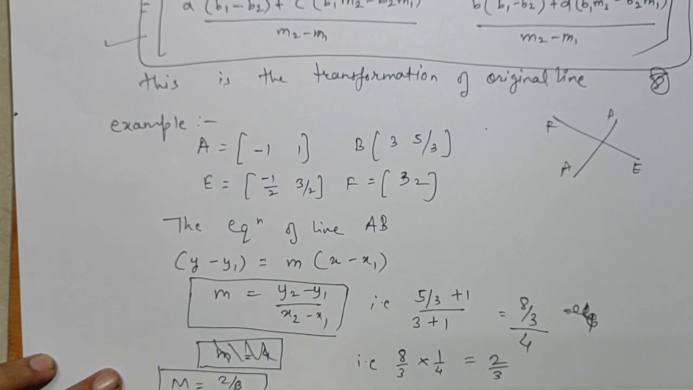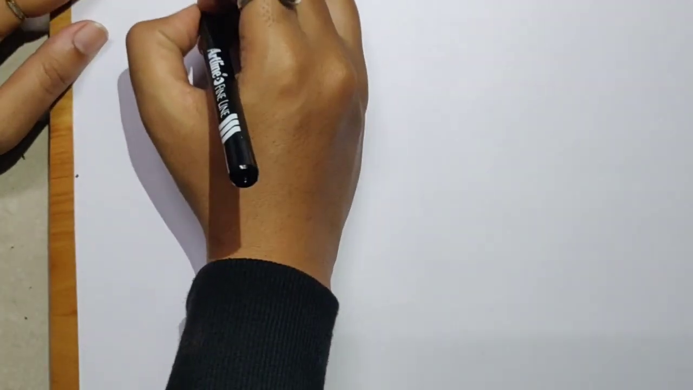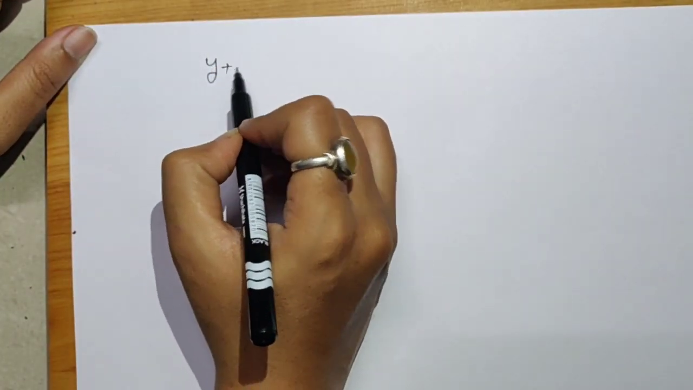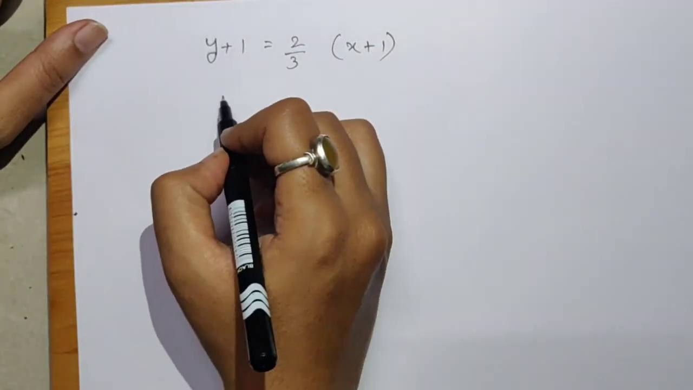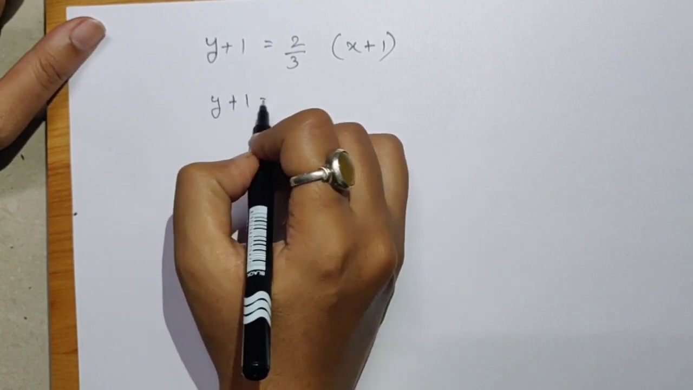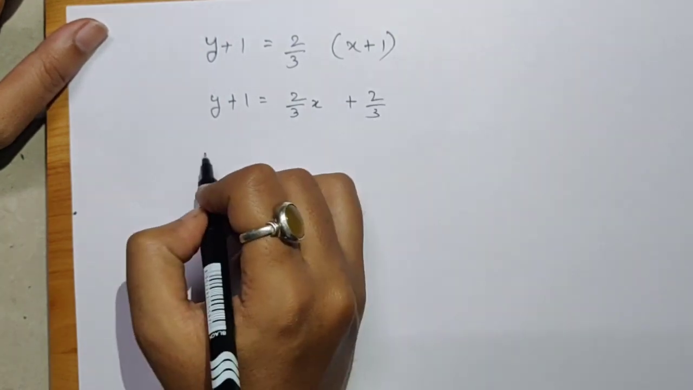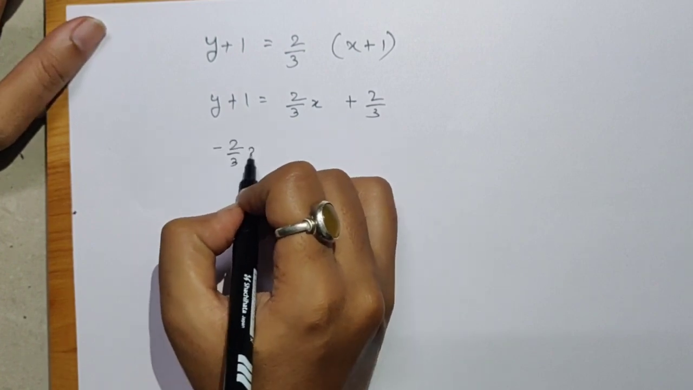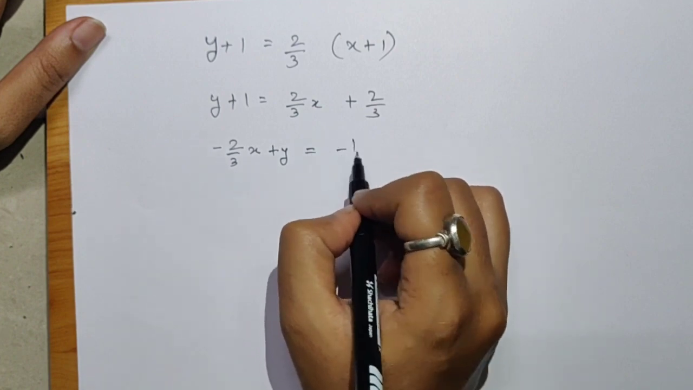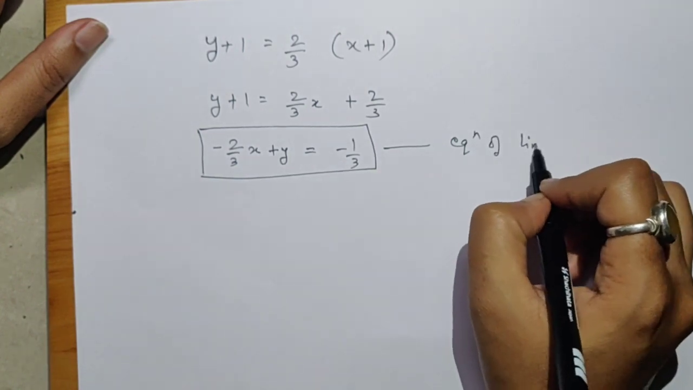So this is our slope, m is equal to 2 by 3. Now put these values into the equation, that is y plus 1 is equal to 2 by 3 into (x plus 1). So y plus 1 will be 2 by 3 x plus 2 by 3. So we will get the equation of the line as minus 2 by 3 x plus y is equal to minus 1 by 3. So we got the equation of line AB.